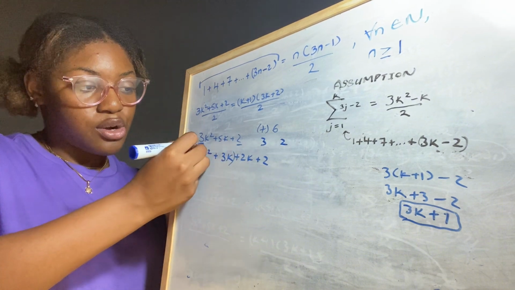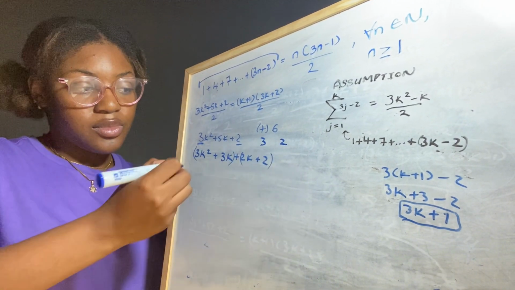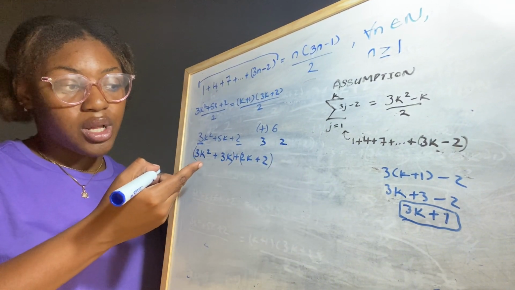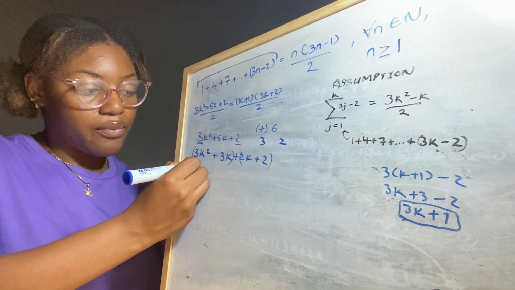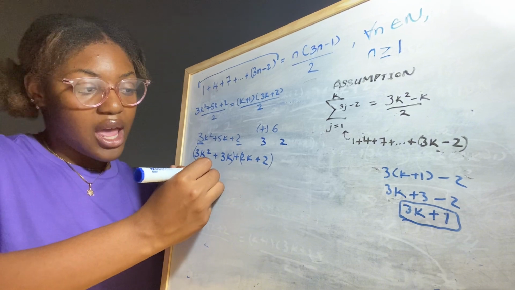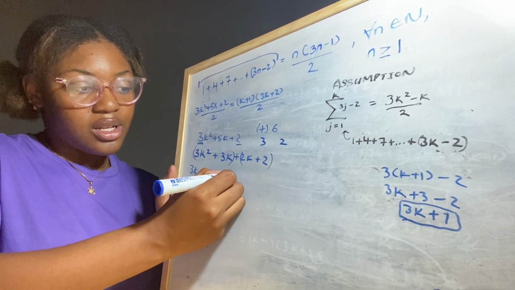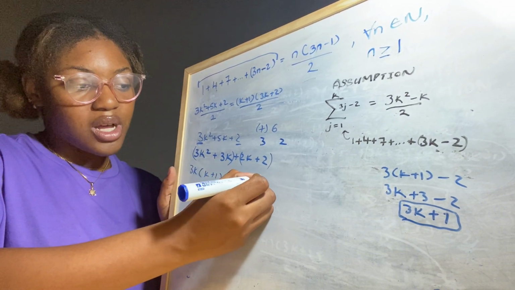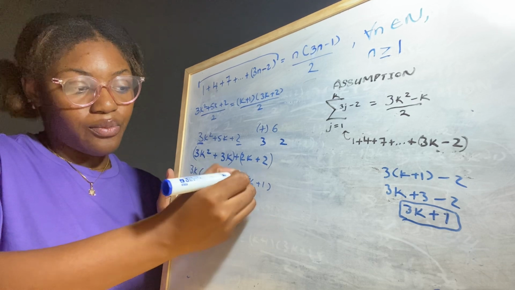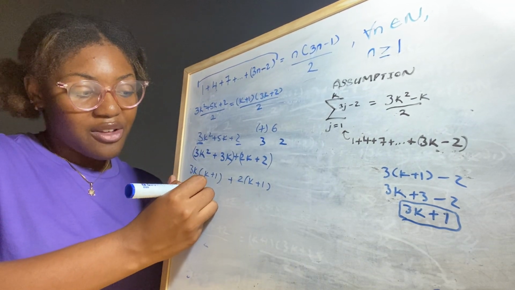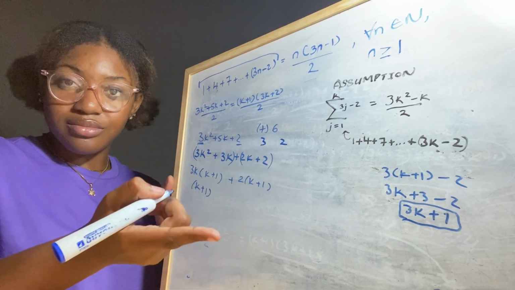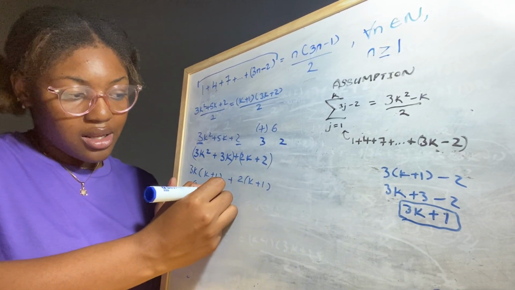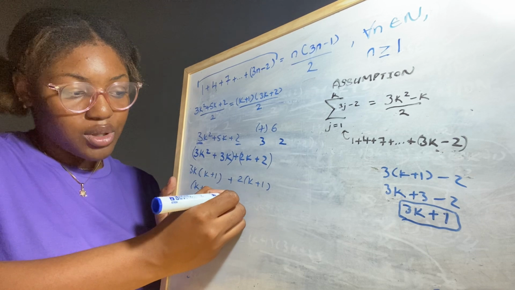Now I'm going to group terms and I'm going to factorize. So I'll have 3k squared plus 3k. The common factor there would be 3k, and we're left with k plus 1. On this side, we're going to have 2k plus 2, and I'm going to factor out 2, so we're left with k plus 1. Therefore, we have k plus 1 as a common factor, and we would have 3k plus 2.